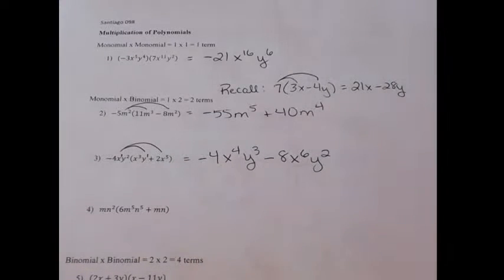mn to the second power times 6m to the fifth n to the fifth plus mn. Let's do 2 minutes starting now. When you have your answer, go ahead and type it into the chat. Excellent. Let's take a look.